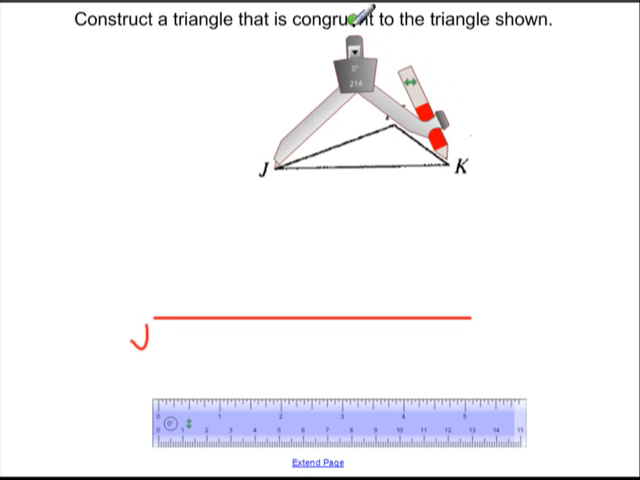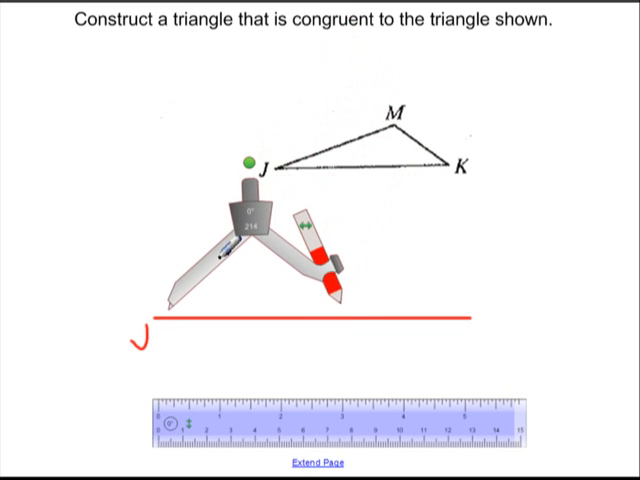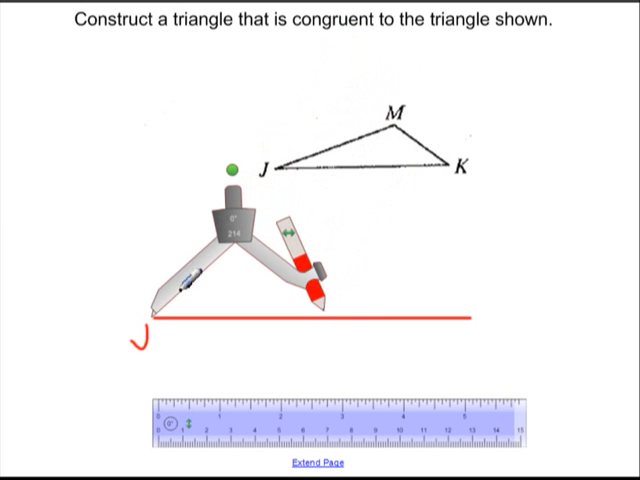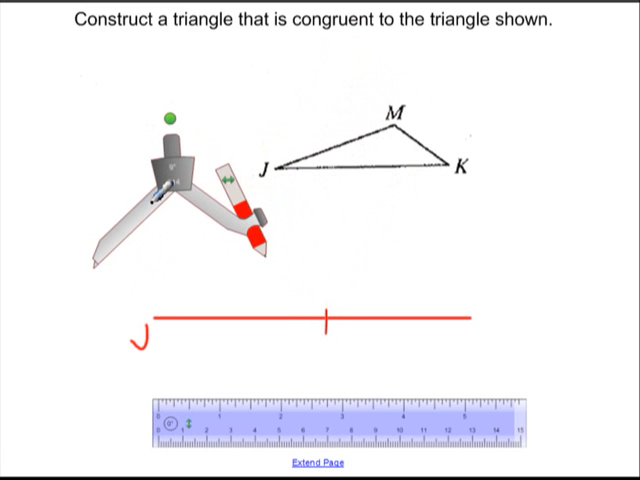So I'm going to go ahead and open this up to the length of JK. We're just going to copy that. This should be a pretty straightforward step. Pretty easy construction. And I'm just going to mark that little intersection there, and I'm going to label this point K. And you know that this JK is congruent to this JK because I used the same width.